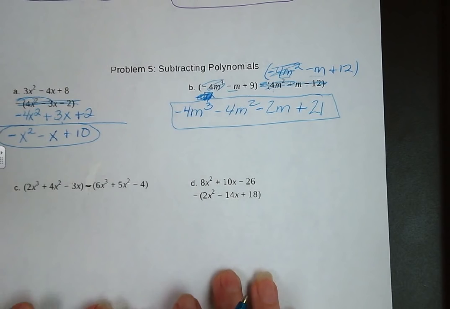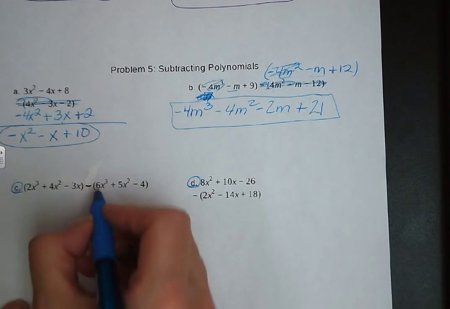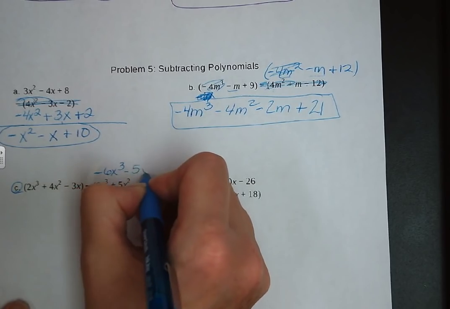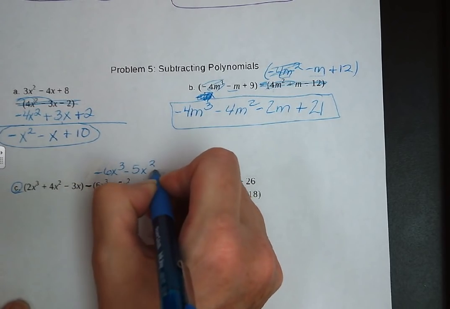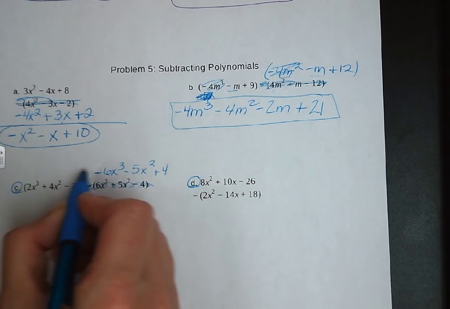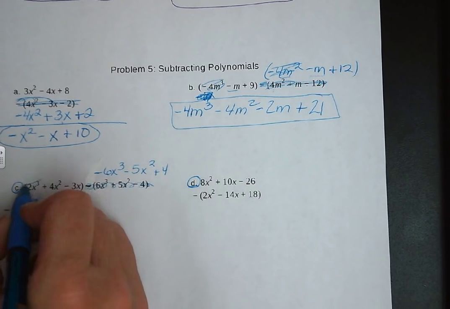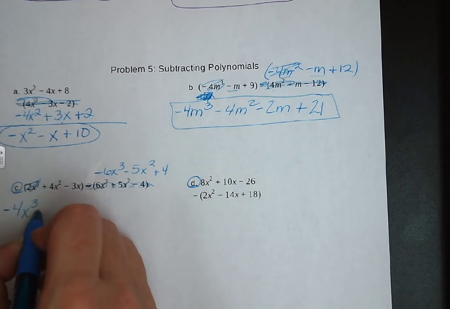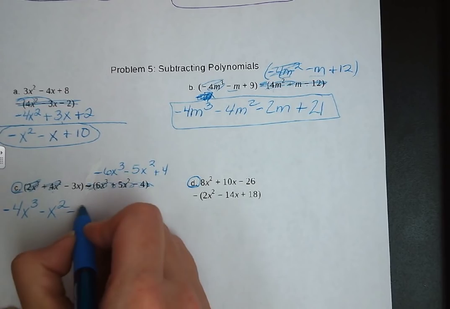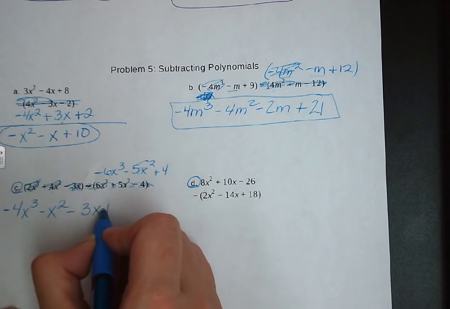Okay, I want you guys to try letters C and D on your own, and we'll go over them. So first step, distribute the negative sign in your second parentheses. You have negative 6x cubed minus 5x squared plus 4. So now we've got 2x cubed minus 6x cubed, so that's negative 4x cubed. 4x squared minus 5x squared is negative x squared. Minus 3x, there's no x term in our second polynomial. And then plus 4.